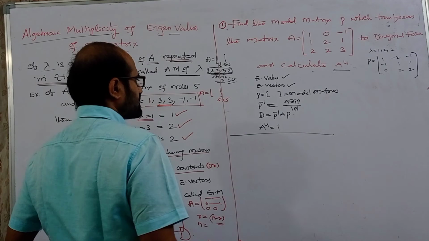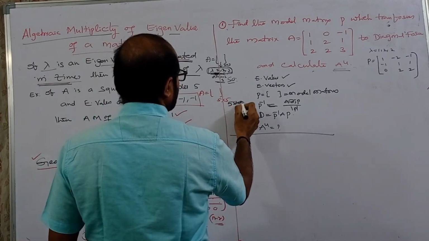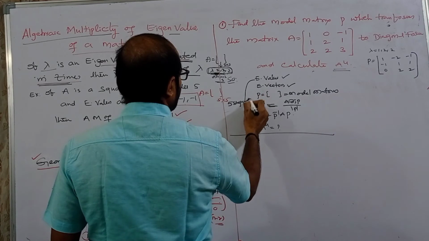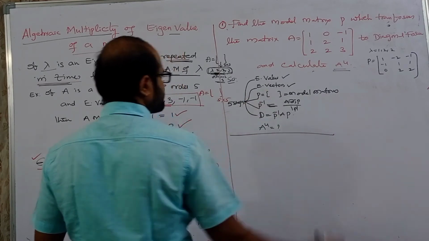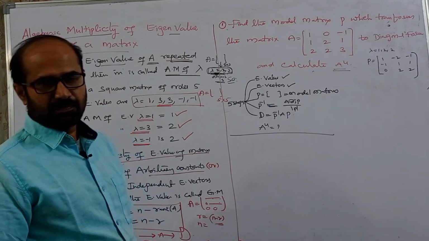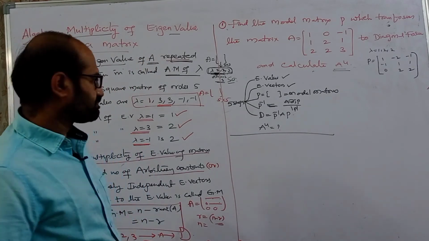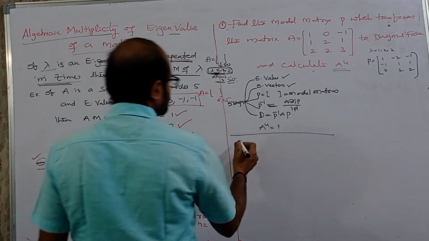This is the procedure of the diagonalization. So I will call this 5 steps for the diagonalization: eigenvalue, eigenvector, modal matrix, P inverse and D. This is the 5 steps for the diagonalization, right? After that you can find the powers. Let us see. First, find the first step, the eigenvalues.